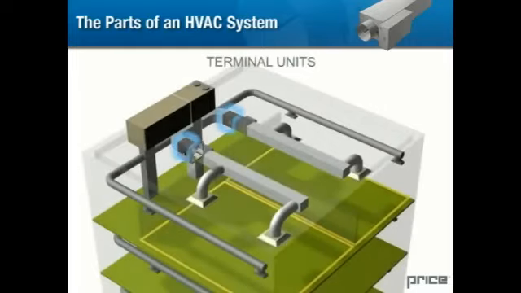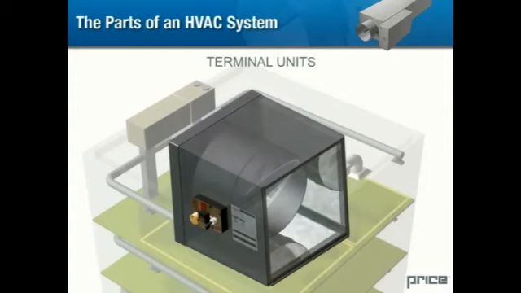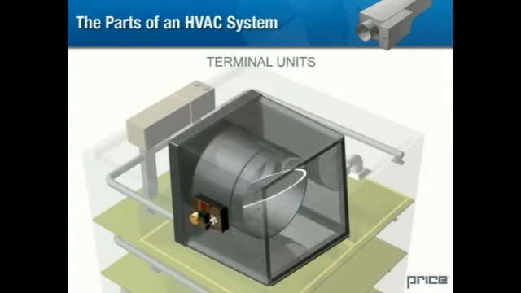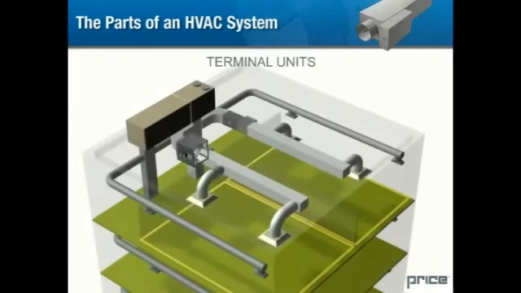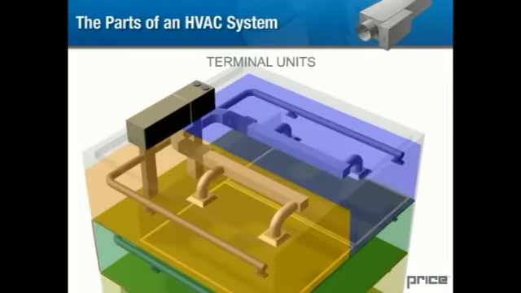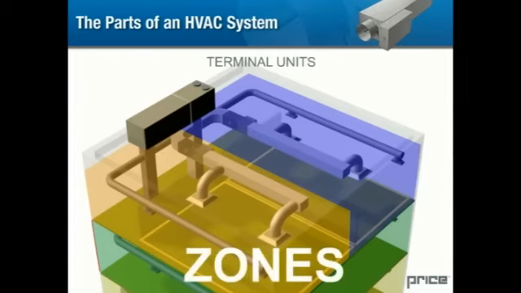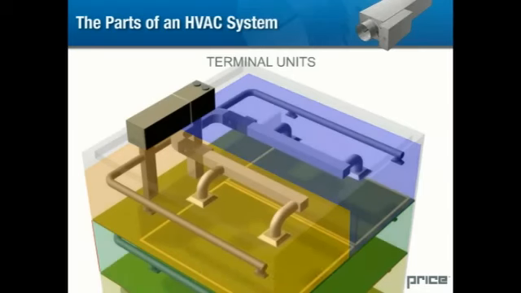A terminal unit is a device that uses an automated damper to control the amount of air which is delivered to a room or region. The damper is typically controlled by an electric, pneumatic, or digital actuator, which in turn is regulated by a thermostat. A set of adjacent rooms or regions in a building which have identical heating and air conditioning needs is called a zone. It is typical to assign at least one terminal unit and corresponding thermostat to each zone.